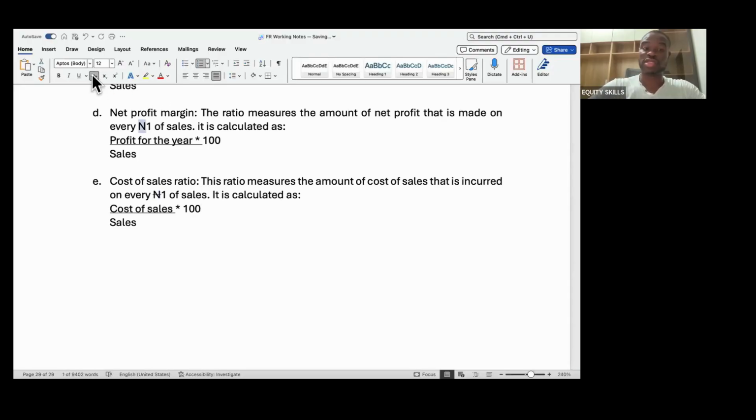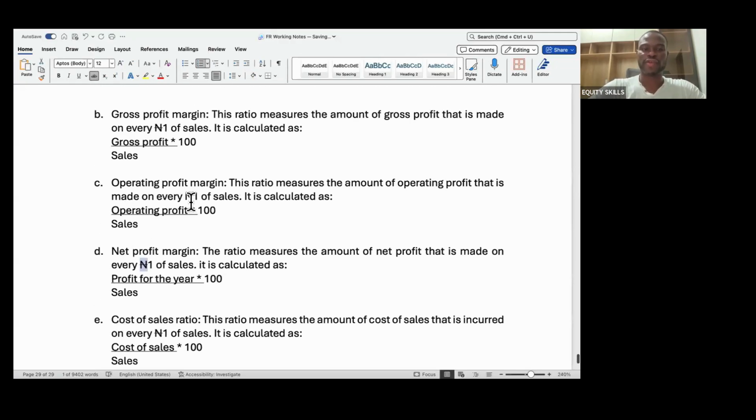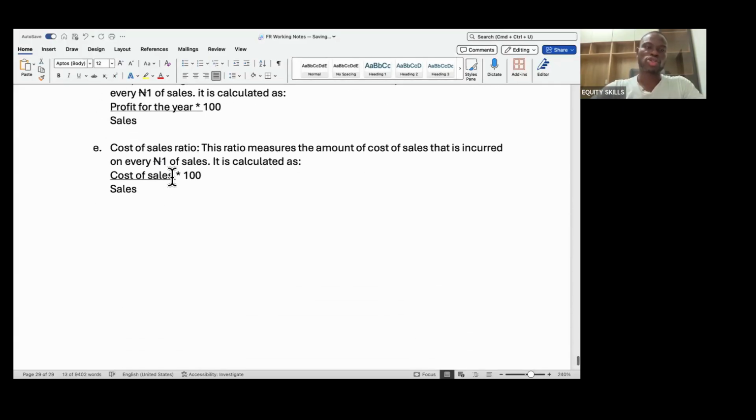So, if you have a gross profit margin of 20%, it therefore means that your cost of sales ratio will be 80%, because gross profit is sales minus cost of sales. If your gross profit margin is 20%, which means you make 20% on every sale, that means your cost of sales is 80%.